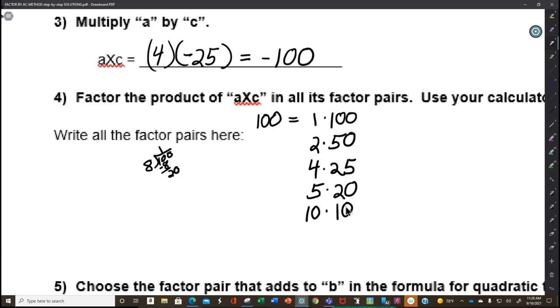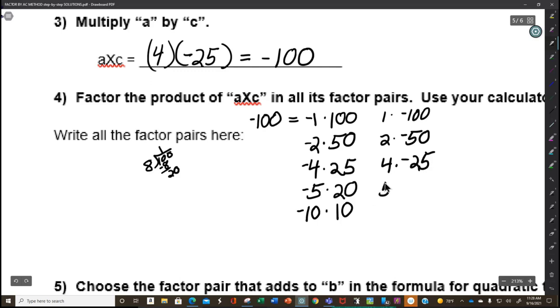Okay, so now I recognize, whoop, that's a negative number. Therefore, one of these numbers has to be negative. And then come back over here, 1 times negative 100, 2 times negative 50, 4 times negative 25, 5 times negative 20, and 10 times negative 10. And now I have to choose the factor pair. These are factor pairs that add up to the middle number.